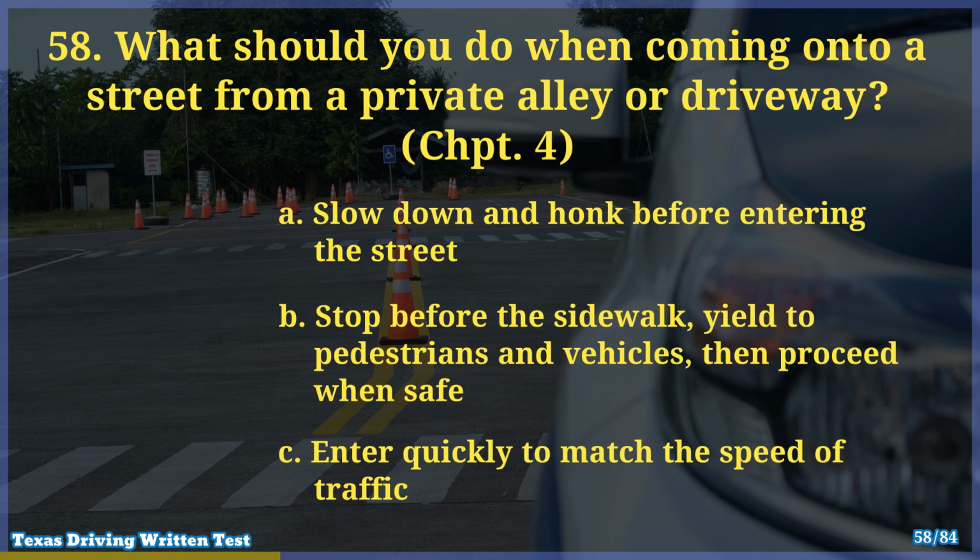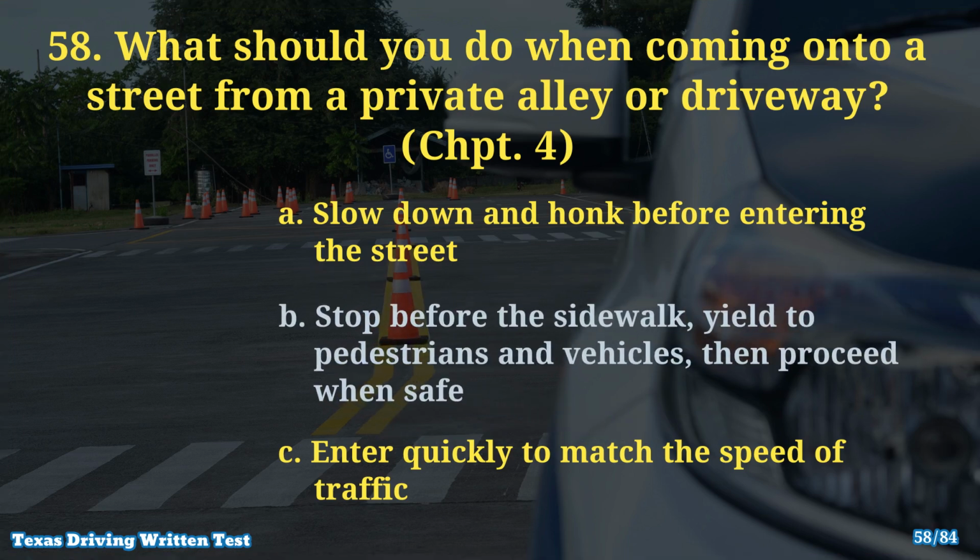58. What should you do when coming onto a street from a private alley or driveway? A. Slow down and honk before entering the street. B. Stop before the sidewalk, yield to pedestrians and vehicles, then proceed when safe. C. Enter quickly to match the speed of traffic. Answer is B. Stop before the sidewalk, yield to pedestrians and vehicles, then proceed when safe.